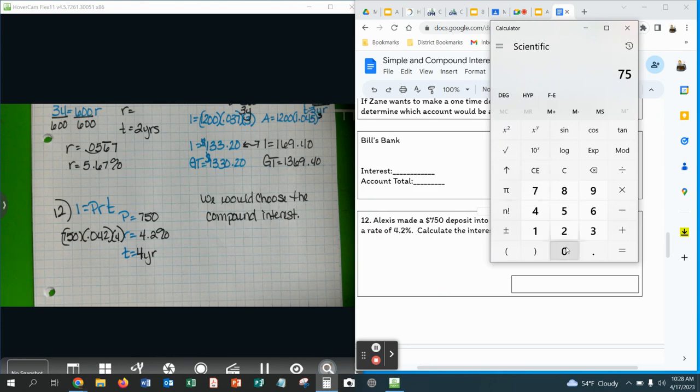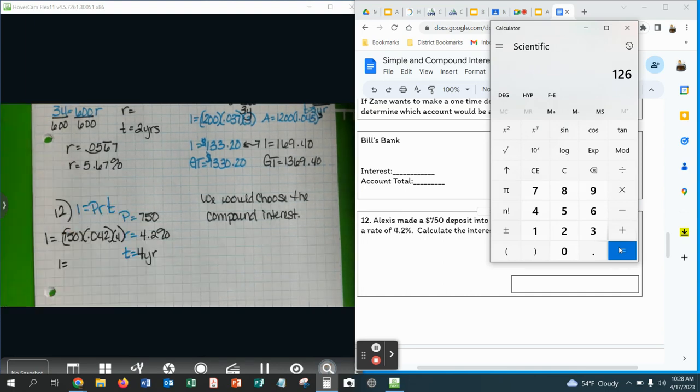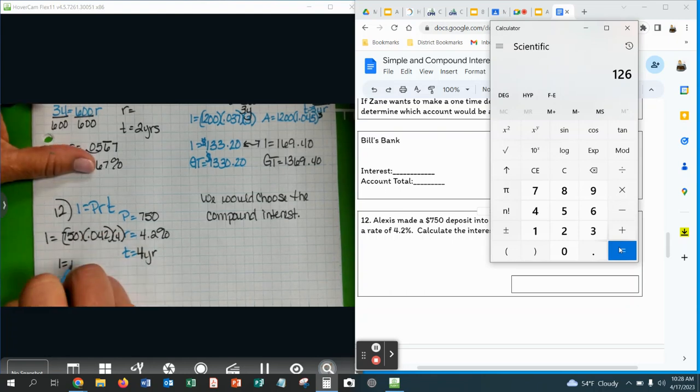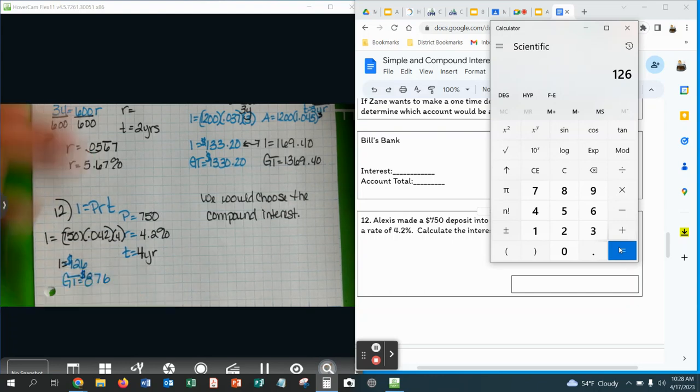750 times 0.042 times 4 equals 126. You're fine. Your interest is going to equal $126. So your grand total would be $876 total after 4 years.